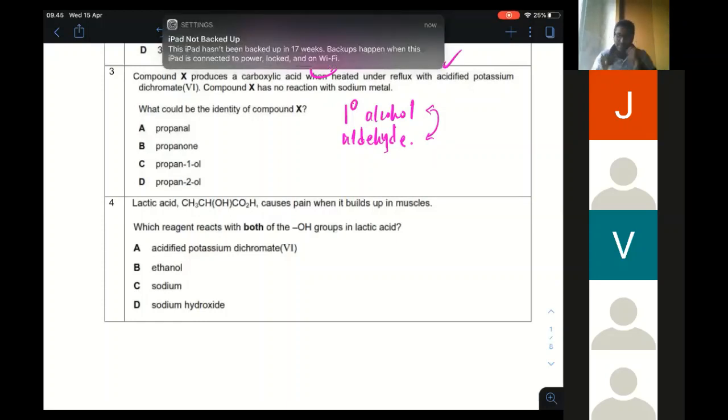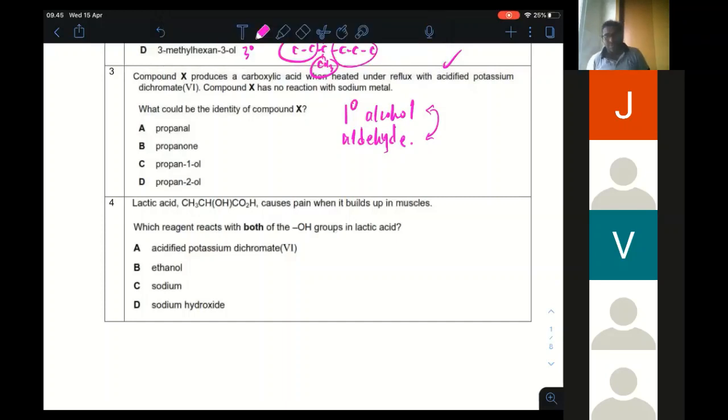Okay, so they actually react with sodium to give you hydrogen gas. Okay, so aldehyde. Whereas the carboxylic acid, they do not give you any reaction when it comes to sodium. So we are looking for compound X. So this one is going to be propanol. Okay, propanol will be the answer.